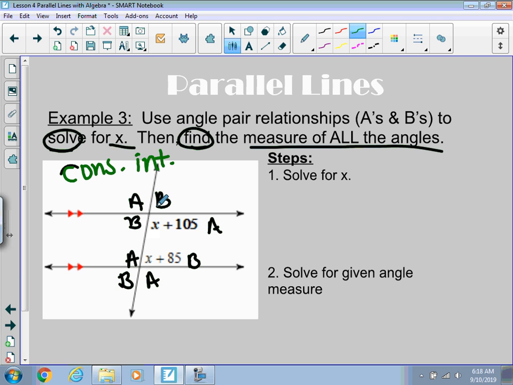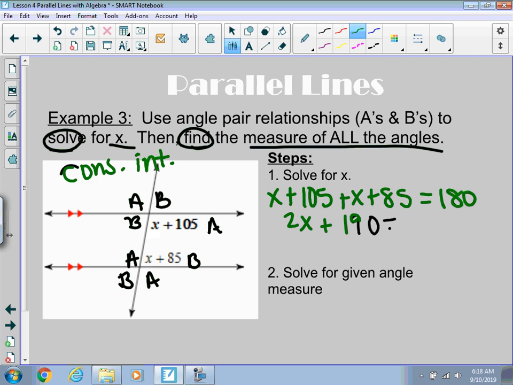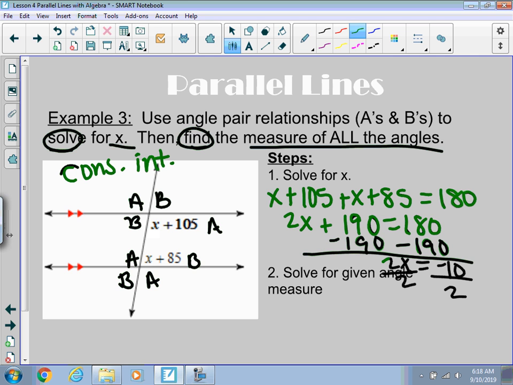Notice that I have an A and a B, and we said A plus B would equal 180. So we combine our pieces to be 180 degrees. So we've got 2x plus 190 equals 180. Subtract 190 from both sides. So I get 2x equals negative 10, divide by 2, x is negative 5.